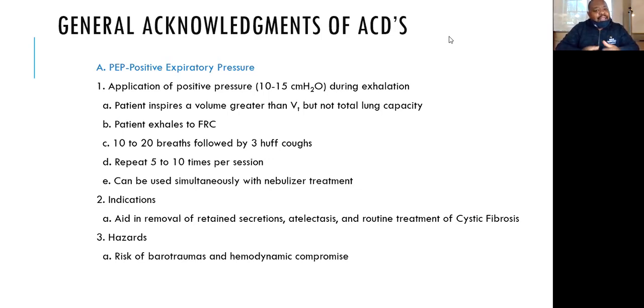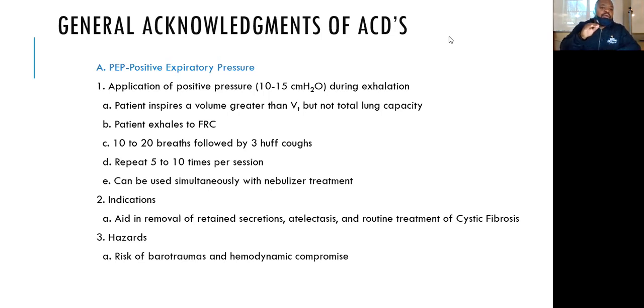And then hemodynamic compromise. Remember, hemodynamics is simply pressures. You have several different pressures in the heart, in your arteries and veins, in your head, right? All of this. And when you're doing positive expiratory pressure, you're adding pressure. So you always have to be mindful of their hemodynamic status when you do anything that introduces more pressure to the body. Because what are we saying? Introducing positive pressure inside the thoracic cavity will decrease venous return, right? So the blood going to the heart is less, right?